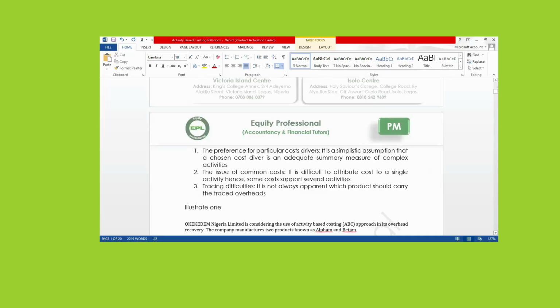What are the limitations? Limitation 1. How do we identify the cost driver? The preference for a particular cost driver. How do we know? In a typical company, several activities. Go and look at an engineering company. Different activities. How do you know that this is the factor that caused this cost?